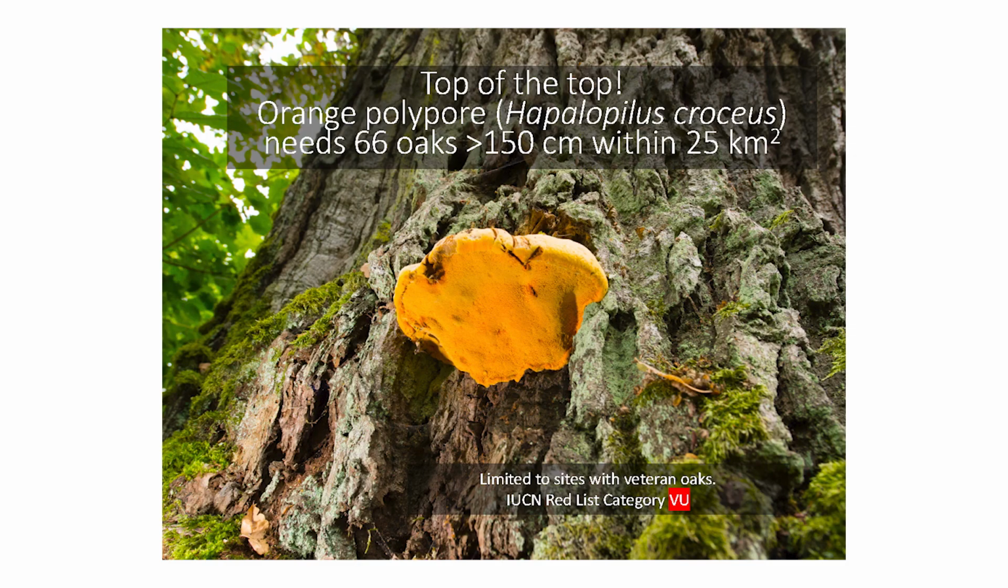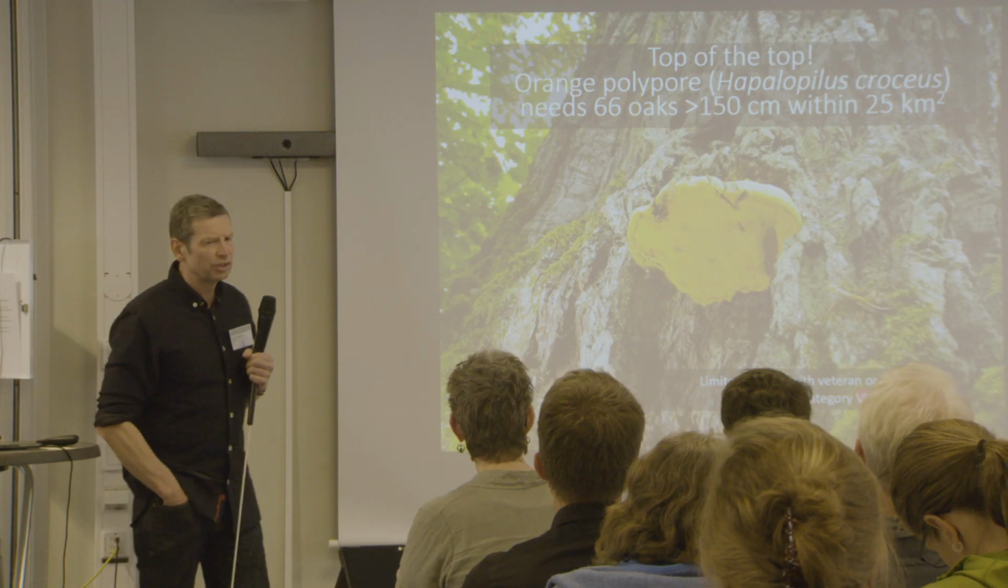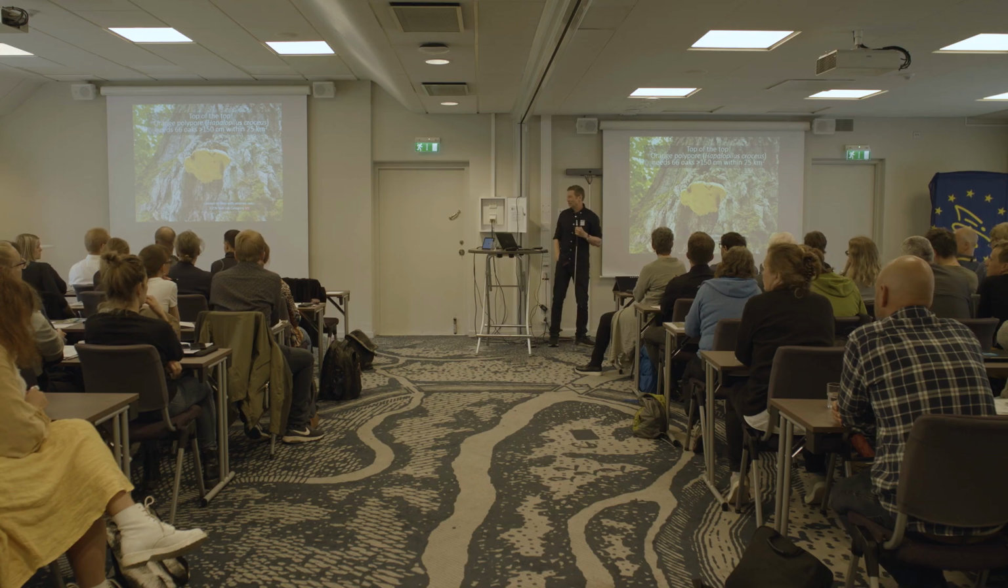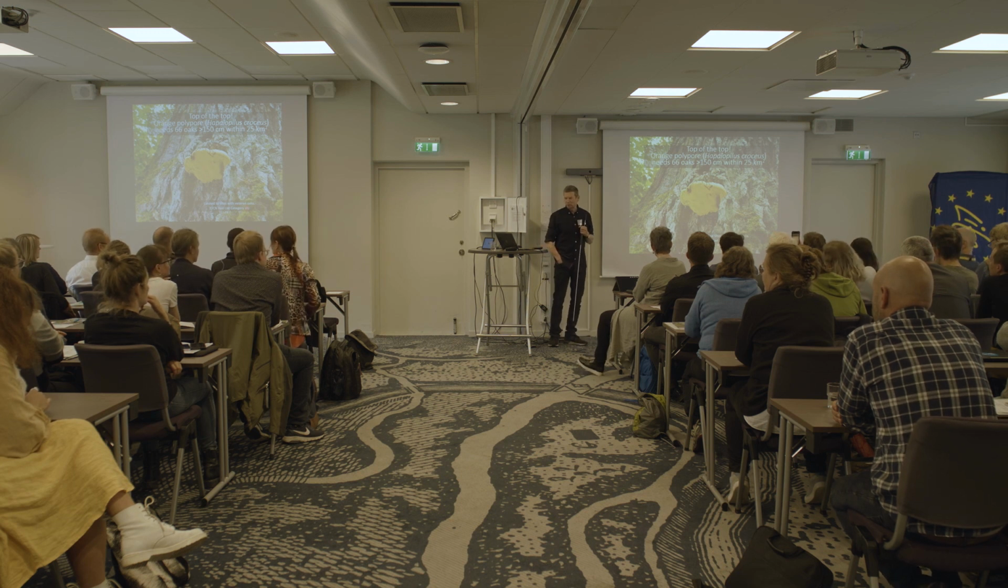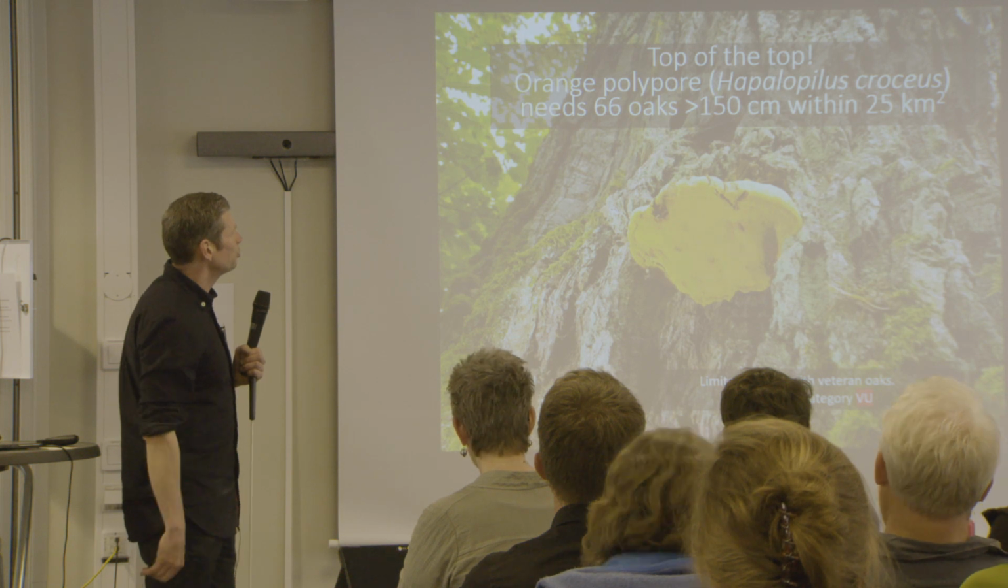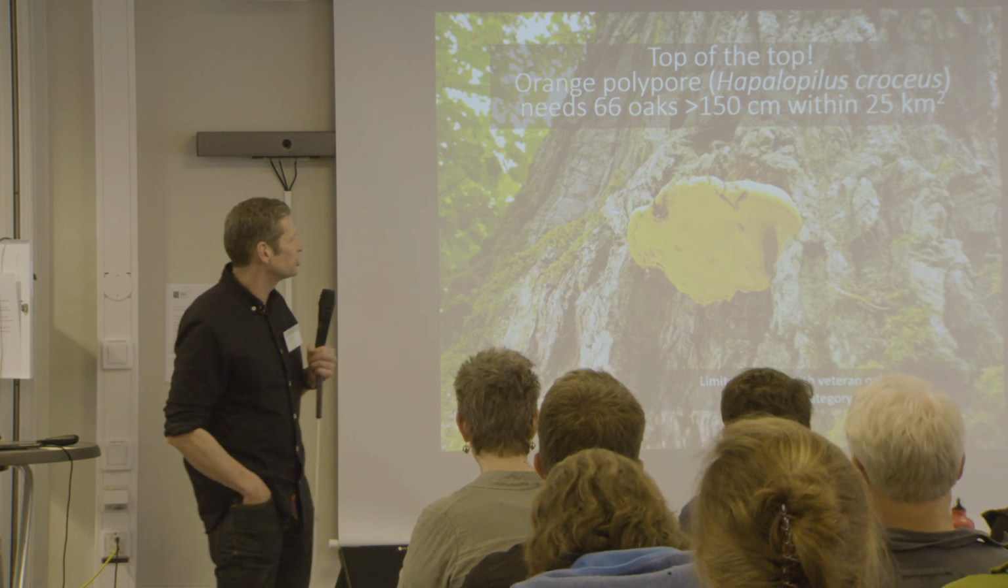And I just need to mention one of the species that we have made some calculations on how much they need. The top of the top, the orange polypore, that I think is present in Tinnerö at least. Anders, where are you? There you are. Yes, it is. And Åtvidsnäs, I don't know. But this is really top of the top. 66 oaks above 150 centimeters in diameter within 25 square kilometers.